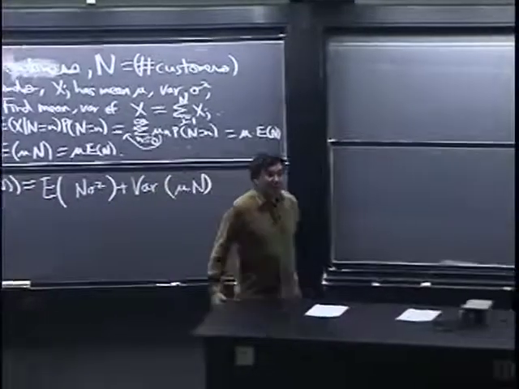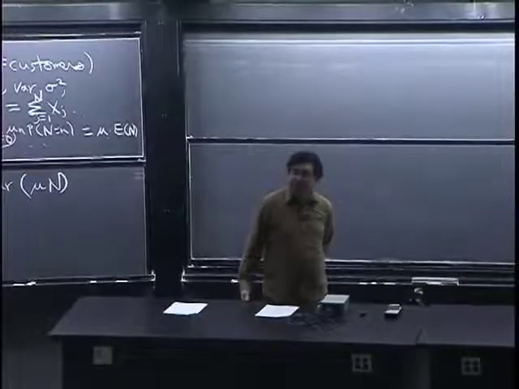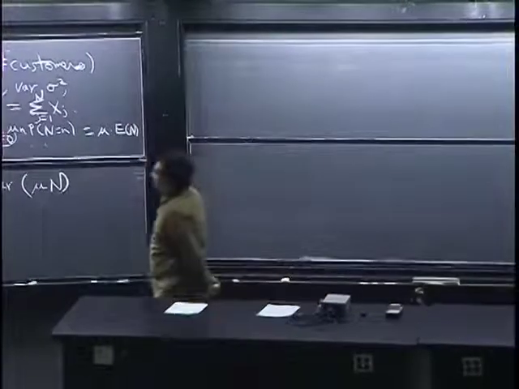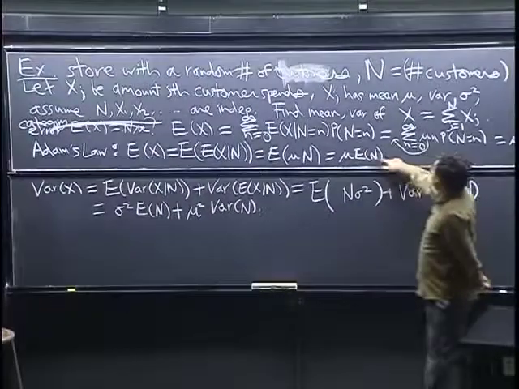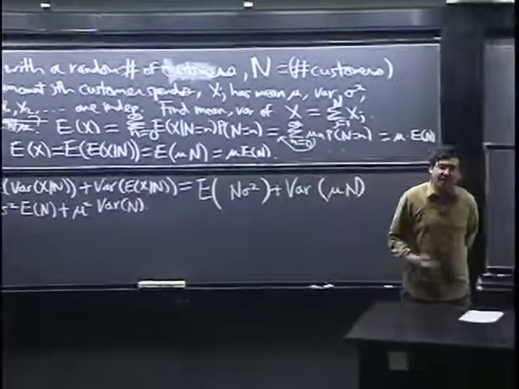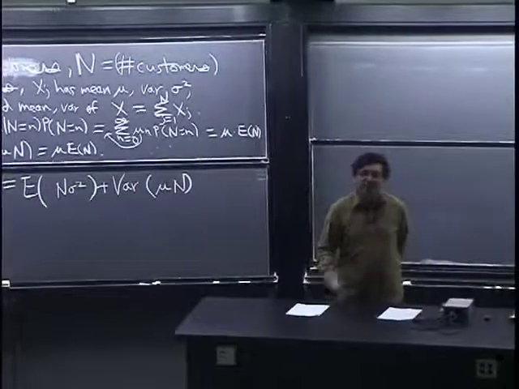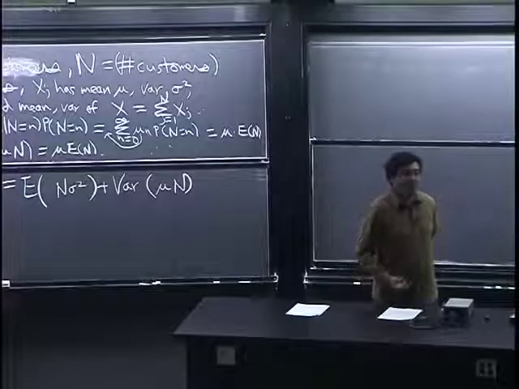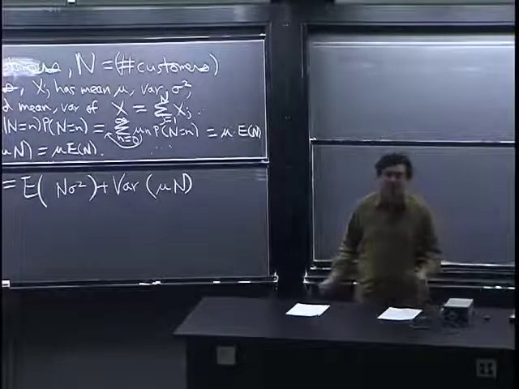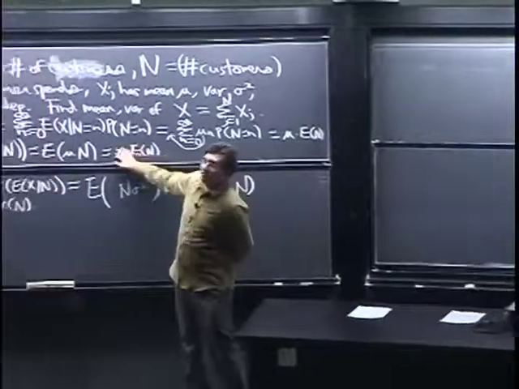All right, so let's quickly check whether these answers make intuitive sense. For the mean, I think this result is pretty intuitive because it says the average amount of money that the store will take in is the average number of customers times the average amount that each customer spends. So that's pretty intuitive. As we've seen many times, intuition can be wrong in this class, but in this case, I think this is pretty intuitive.